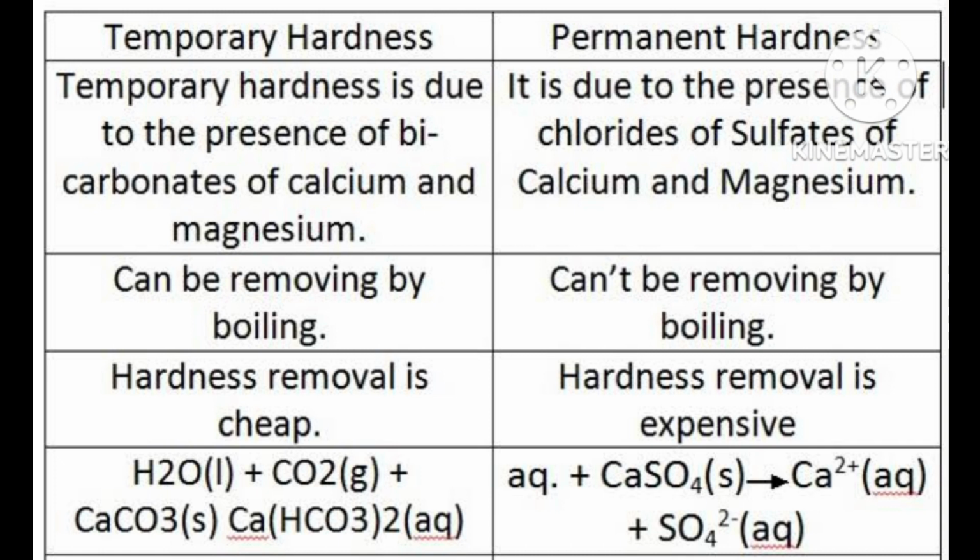Peroxodisulfate method. Peroxodisulfate is obtained by electrolytic oxidation of acidified sulfate solution at high current density. On hydrolysis, it yields hydrogen peroxide. Here, HSO4 minus, that is what you are going to do: electrolytic oxidation.